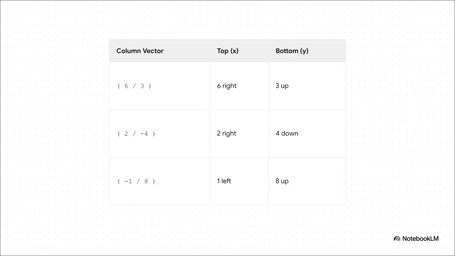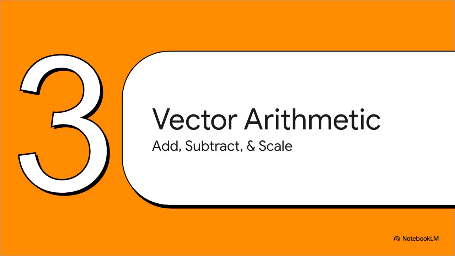Okay, here's how to read it. It's way easier than it looks. The top number is your side-to-side movement. Positive means go right, negative means go left. The bottom number is your up and down. Positive for up, negative for down. So that example, 3/4, is just a recipe. Go 3 steps to the right and 4 steps up. That's it.